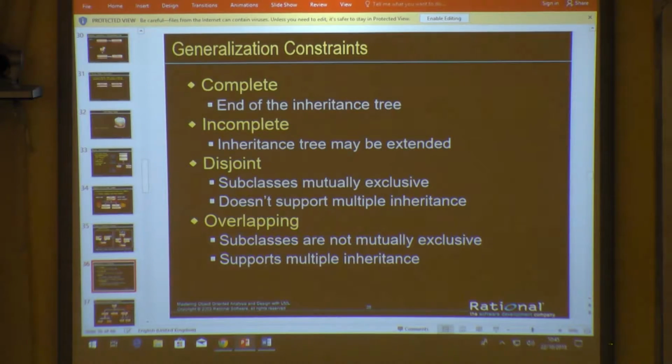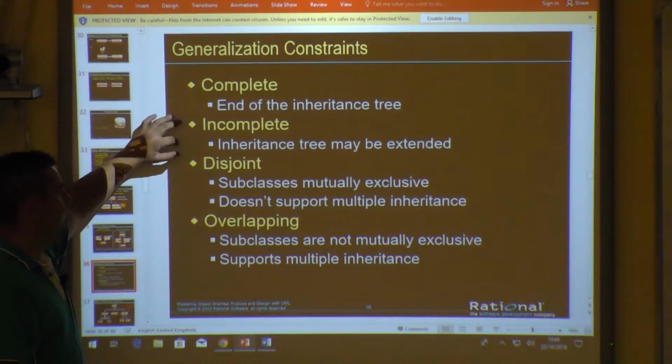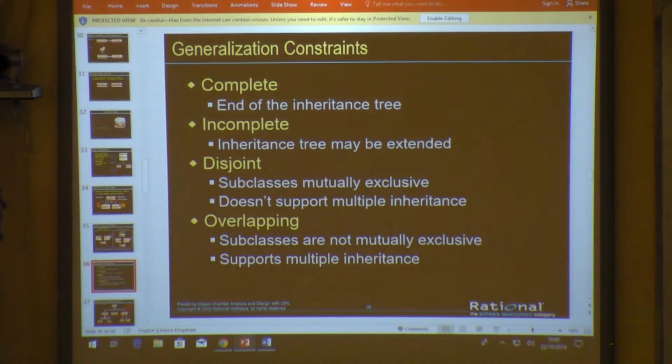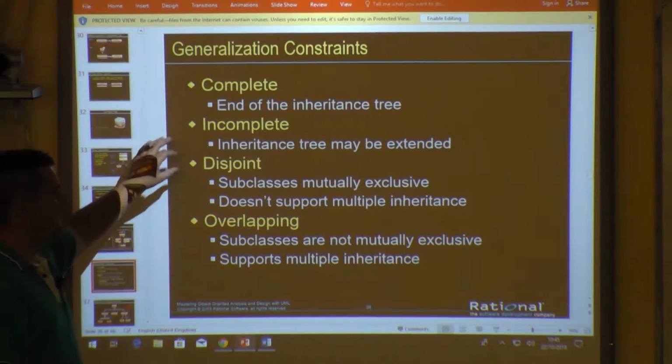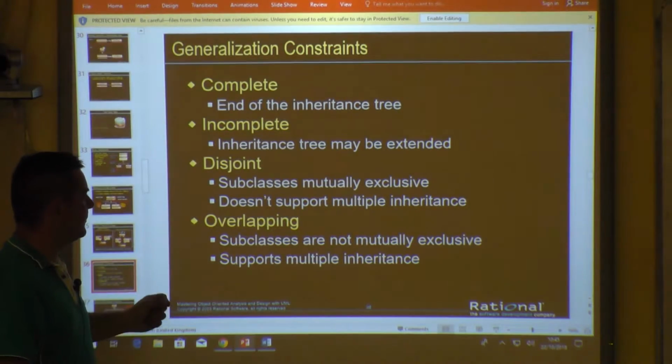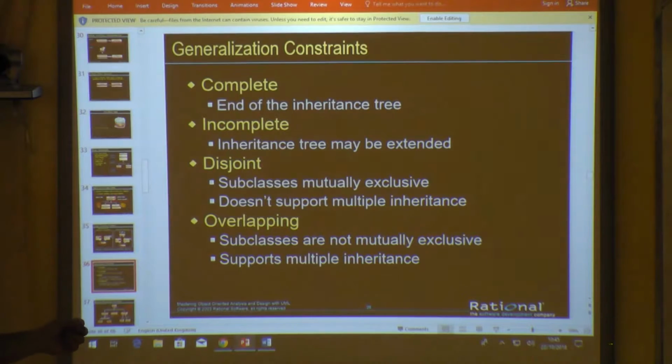Then they quickly mention the possible constraints which we can have on a generalization, which can be, for example, a completeness constraint: incomplete, disjoint, and overlapping. Complete means that it is the end of the inheritance tree. You cannot go down further. Incomplete means that the inheritance tree may be extended at some point. Disjoint means that your subclasses are mutually exclusive and it doesn't support multiple inheritance in that case. Overlapping means your subclasses are not mutually exclusive.